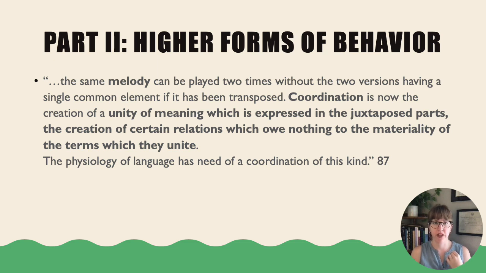He says, "Coordination is now the creation of a unity of meaning, which is expressed in the juxtaposed parts." So it can have different parts, but the same unity of meaning in the melody, for example. "The creation of certain relations, which owe nothing to the materiality of the terms which they unite." This is very Gestalt right here. It's this idea of form. Merleau-Ponty uses different words that basically mean the same idea: form, structure, coordination, a Gestalt, a whole. All of those words can be interchanged for this idea. That's a fundamental concept in this book, taken from Gestalt theory, that there is a structure that we see, which, regardless of the parts it's composed of, has a unity of meaning.